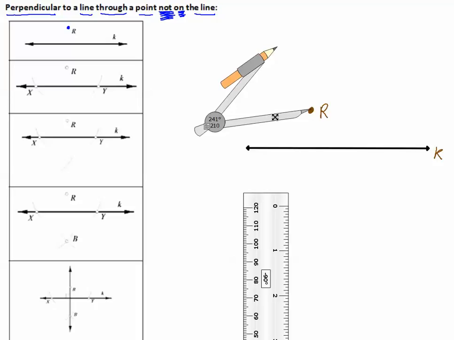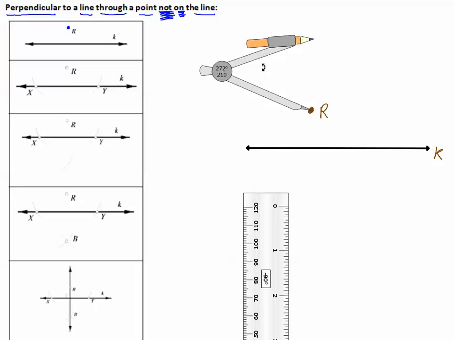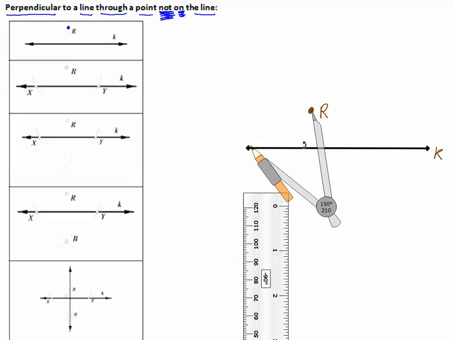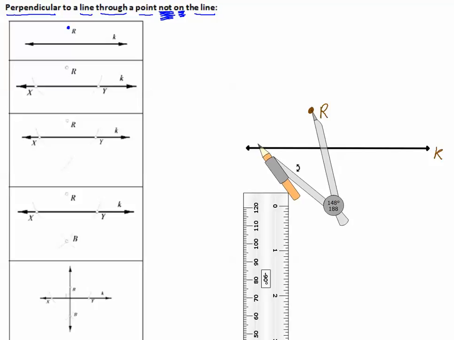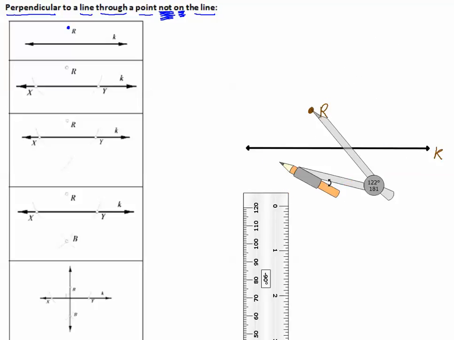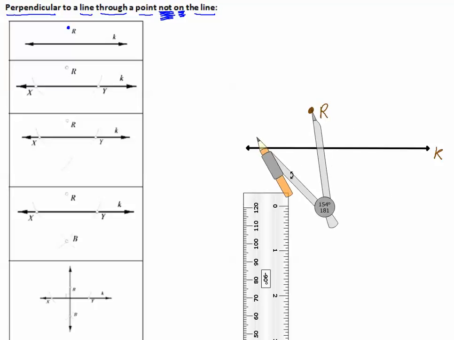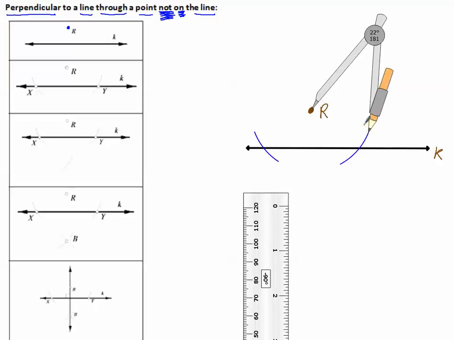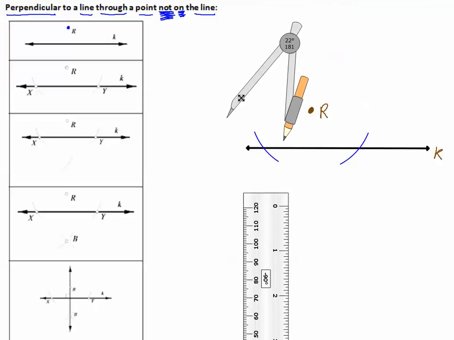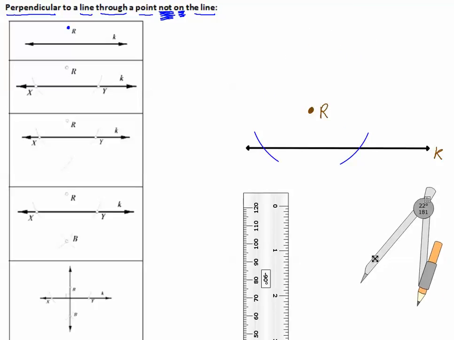Always, if it says go through the point, we start with the center or the needle of the compass on that point. Then we mark off a segment of the line. Now again, I'm going to have to shorten my compass so that I can actually mark on the line. Mark a segment of the line. So I'm going to draw a little arc through that side and a little arc through that side. And now I have marked off a segment of the line.